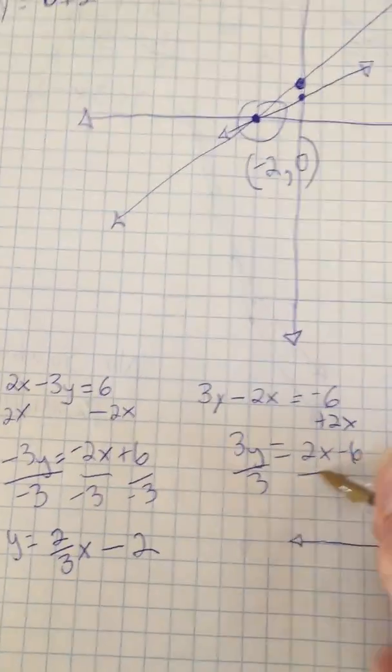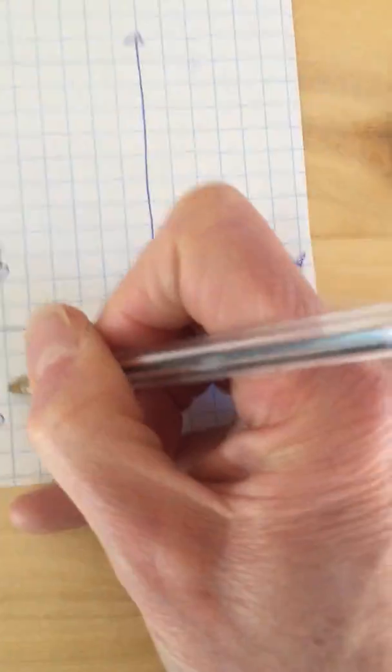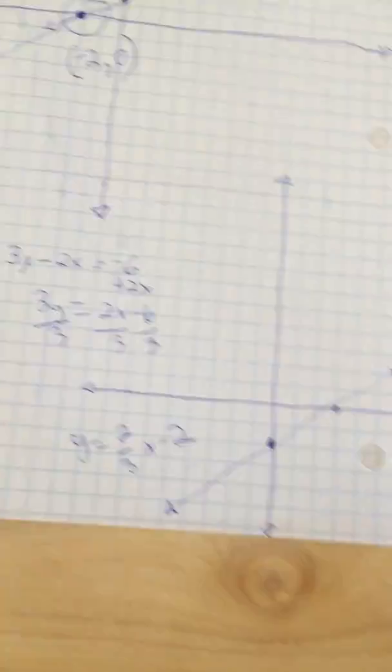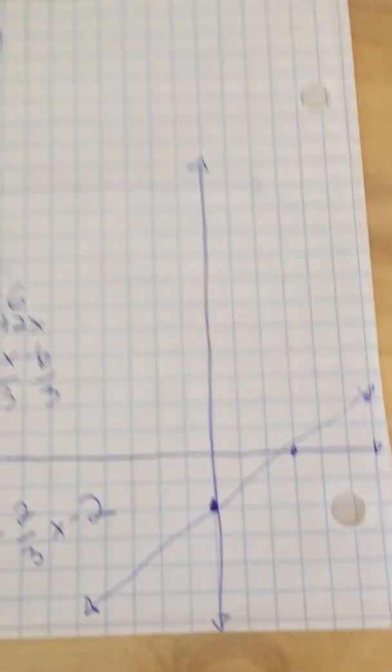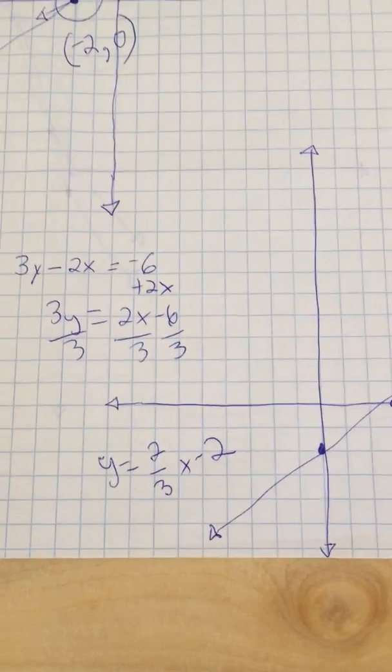Divide by 3, and you're going to end up with y equals 2/3 x minus 2. So the solution is the same, and the line will be, so there's infinite solutions because the line is the same. So you have that y equals 2/3 x minus 2, which is the same as that one.